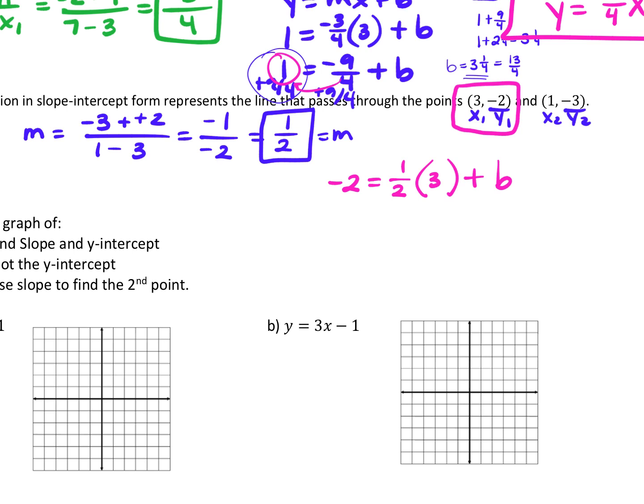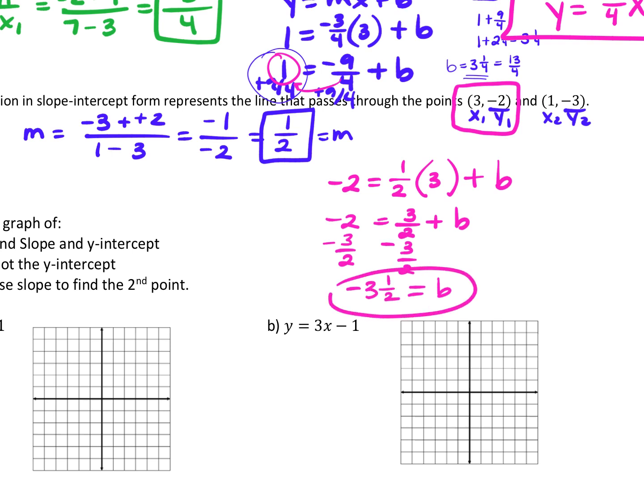1/2 of 3. So you can call that 3/2. You can call it 1.5. Either way, you're going to subtract 3/2 or subtract 1.5. So negative 2 minus 1.5 puts you with a b value of negative 3.5. Okay, so you found your m, you found your b. The equation of your line then is y equals m, which is 1/2, times x plus a negative 3.5, or minus 3.5. So this is your final answer.